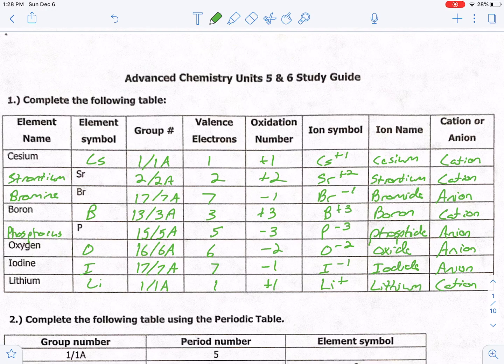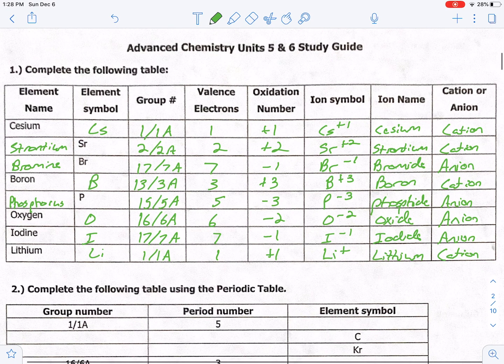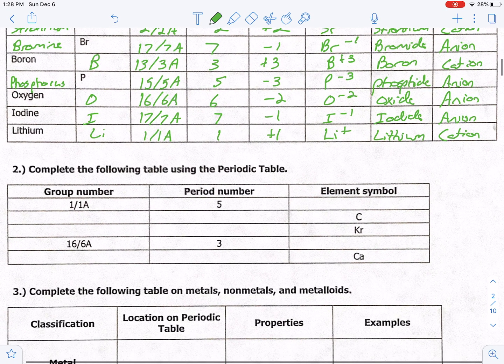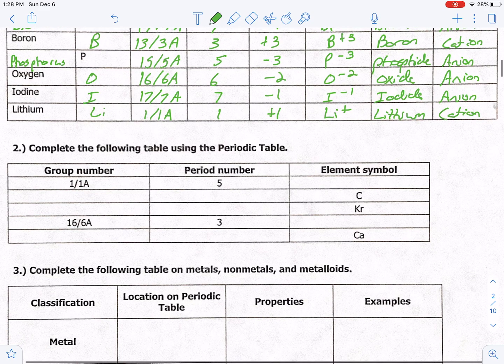Again, you can fast forward as much as you want through this video. If you get to a point where you're comfortable with anything, feel free to fast forward or rewind if you need to see something again. Okay, so we're going to go over the periodic table again: group number, period number, and element symbol.